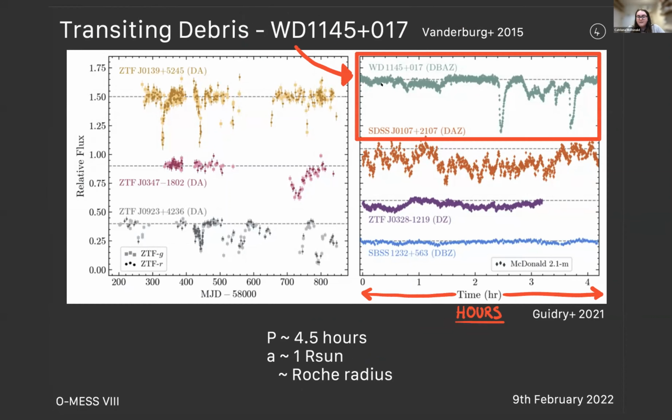And the inferred orbit for these planetesimals around WD 1145+017 is that its orbital period is about 4.5 hours, which means that its semi-major axis, or how far away it is from the white dwarf, is about 1 solar radius, which is coincidentally about the Roche radius for this system. So this seems to match up quite nicely with our canonical theory of tidal disruption, as I sort of mentioned in the slide before.